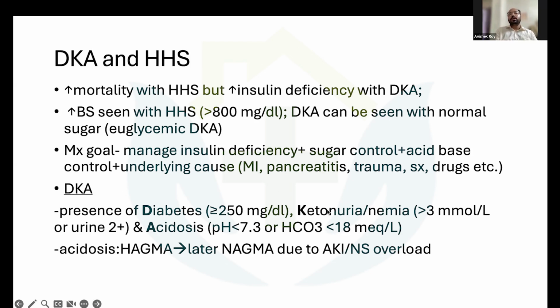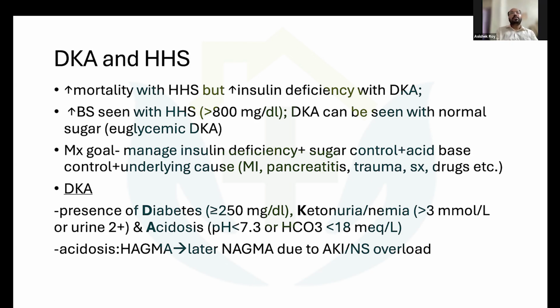K stands for ketonuria or ketonemia. Ketonemia of more than 3 millimoles per liter of blood, or ketonuria of more than 2 plus on urine dipstick. And A, acidosis, defined as pH of less than 7.3 or a bicarbonate of less than 18. An awake patient will always try to compensate for acidosis, so pH can be normal in many patients.